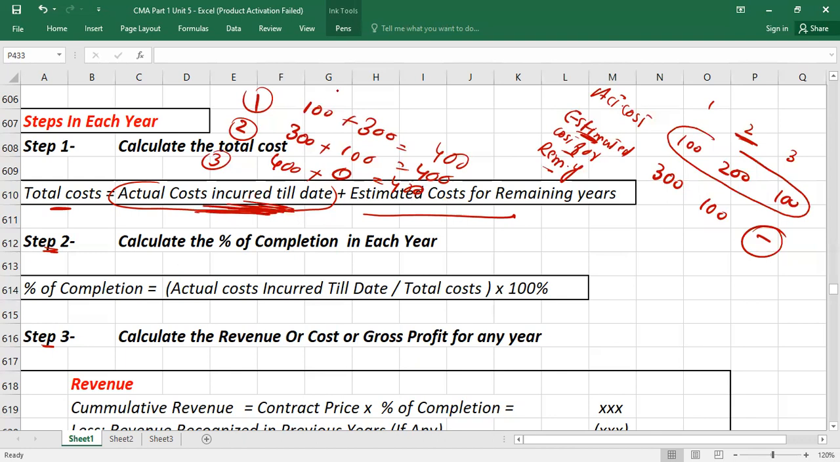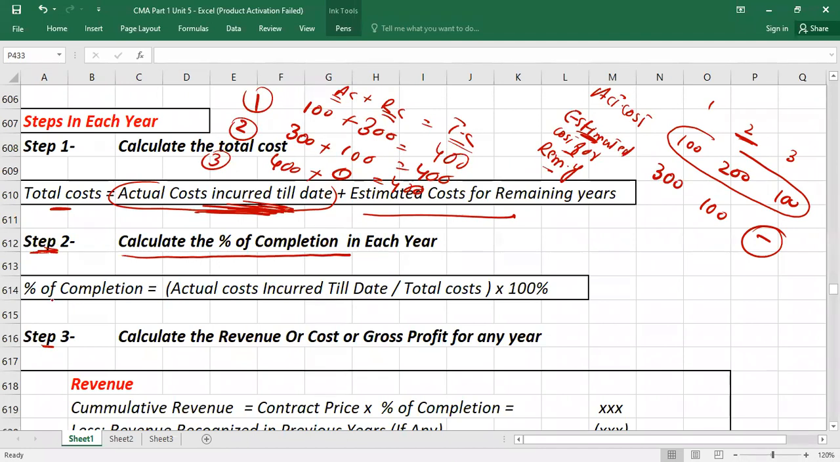So this was my actual cost, first column. This was my remaining cost, second column, and this is equal to total cost. Understood? This is first step you have to do. Now guys, step number 2, need concentration. What do you have to do? You have to calculate percentage of completion, again in each year. If you are sitting in year 2, you need to calculate only percentage of completion for year 2. If you are sitting in year 1, you calculate percentage of completion of year 1. If you are sitting in year 3, you calculate percentage of completion for year 3.